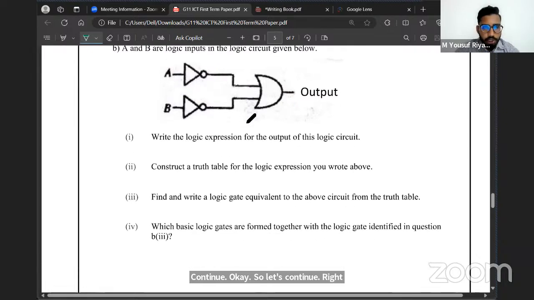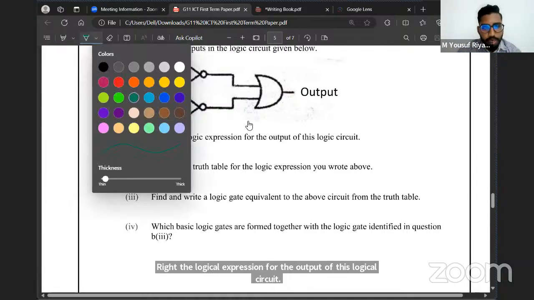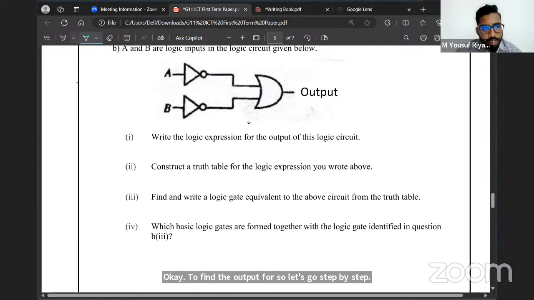A and B are logic inputs in the logic circuit given below. Write the logical expression for the output of this logical circuit. Okay. To find the output, first of all, let's go step by step, gate by gate. We have here a NOT gate.